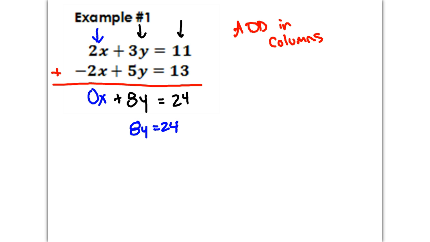So when we solve this, 8 times y equals 24, we'll divide both sides by 8. And we'll end up getting y equals 3. And that's half of our solution to the system of equations. So we're almost there now. We just have to figure out what the x value is.